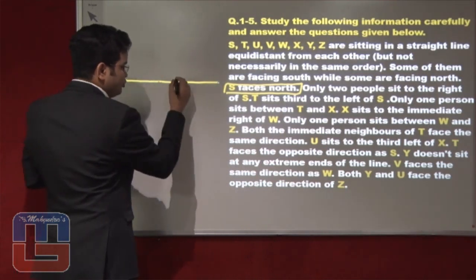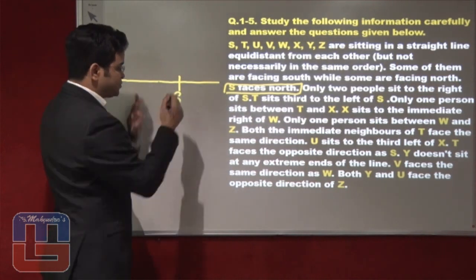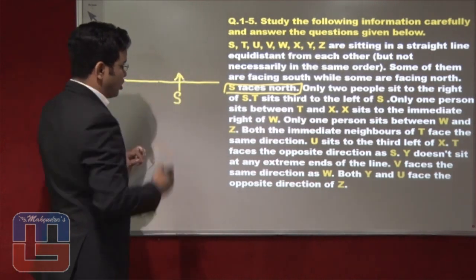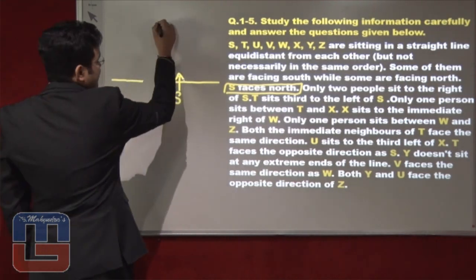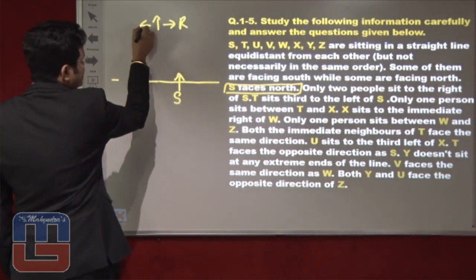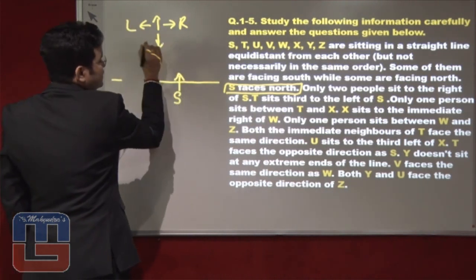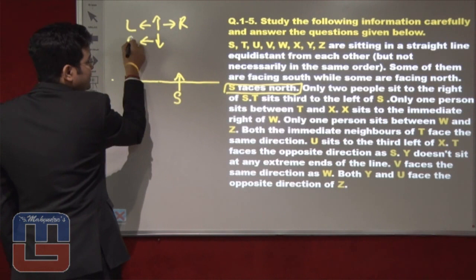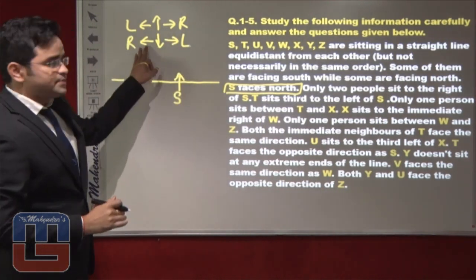So anywhere I can put S, like here. If I choose an S here and he is facing towards where? North direction. I've drawn the direction of that person. One more thing: if people are facing north, then right will go this side and left will go this side. If they are facing south, then right will go this side and left will go this side. Okay, so keep in mind this point.